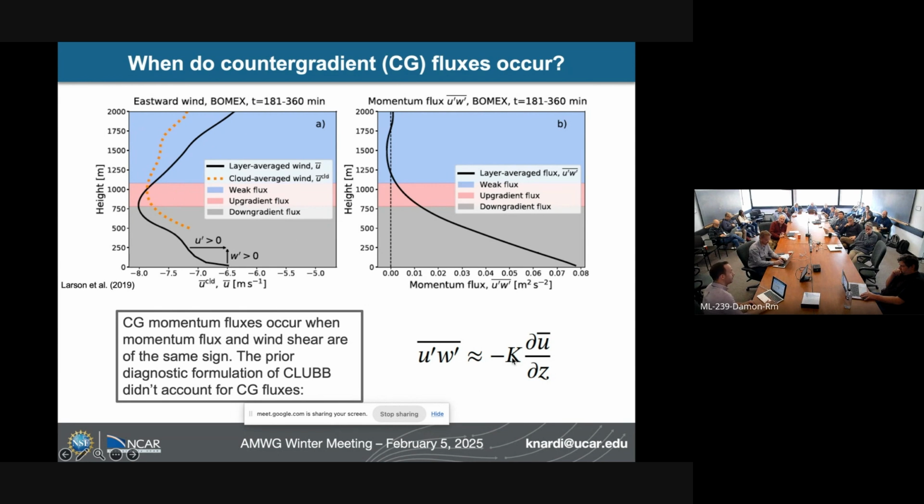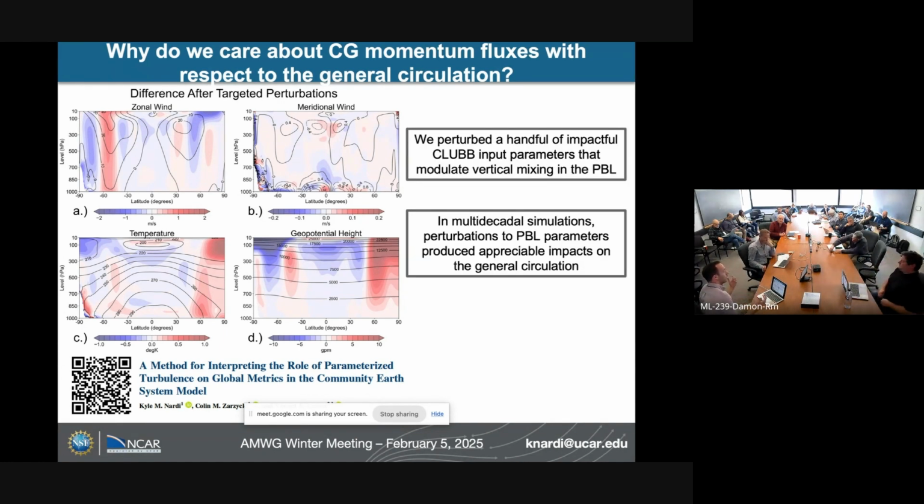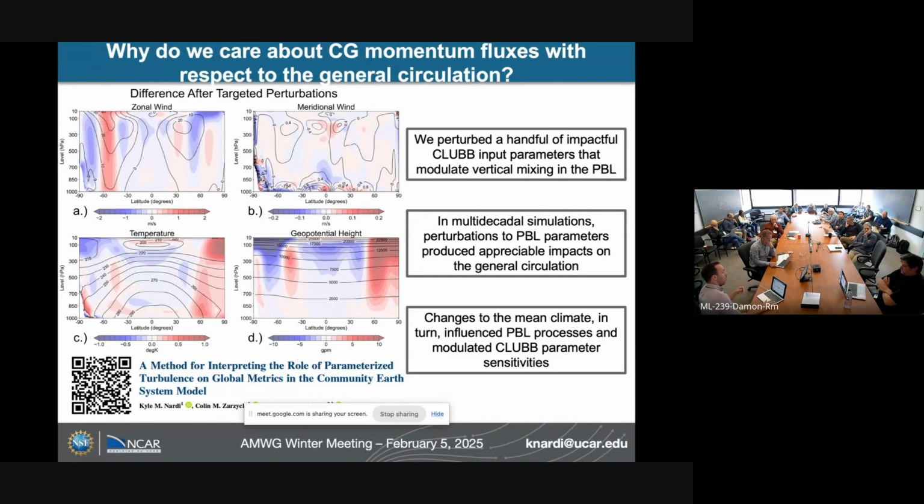K is negative. A motivation for this work is that Colin, Vince, and I had a paper that just recently came out in JAMES that looked at parameter sensitivities for certain CLUBB parameters. We were mainly looking at the boundary layer, but what we found was in multi-decadal simulations, when we made perturbations to certain impactful CLUBB parameters over long time periods, we actually saw quite a bit of influence in the general circulation, and those changes were feeding back into the boundary layer and actually affecting some of our CLUBB parameter sensitivities.